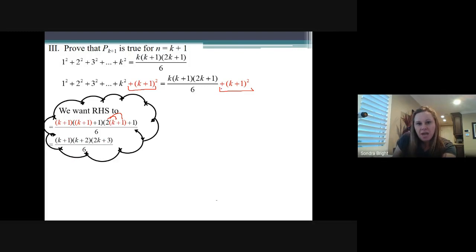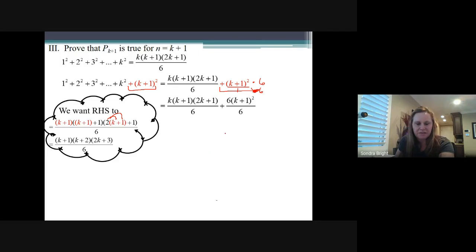All right, I'm adding this to this right-hand side. Well, in order to add it to a fraction, you need a common denominator. So I put this over 1 and multiplied top and bottom by 6. That way I got a common denominator. So that's all that is.